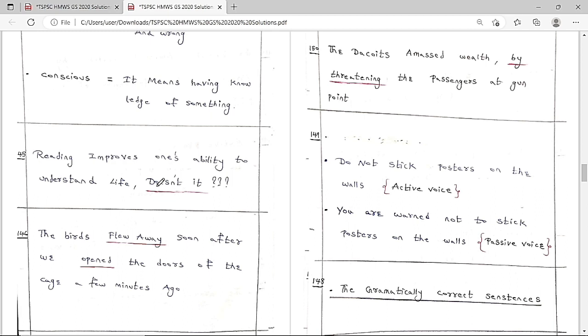Doesn't it? Question mark. So this is the correct solution of this question.